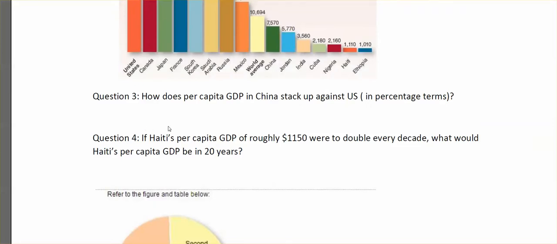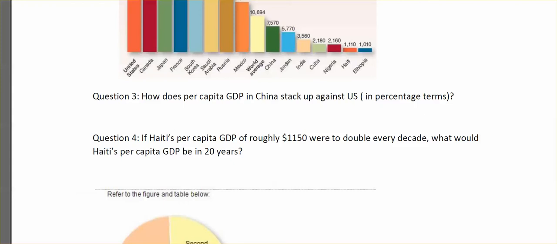How does per capita GDP in China stack up against the US in percentage terms? Question number 4: if Haiti's per capita GDP of roughly $1,150 were to double every decade, what would Haiti's per capita GDP be in 20 years? Obviously, these two questions do not require you to calculate the GDP per capita, but just ask you to do some comparison among countries and across years.